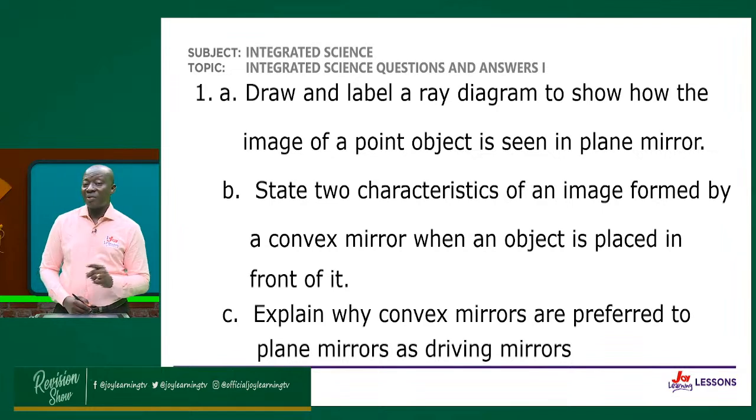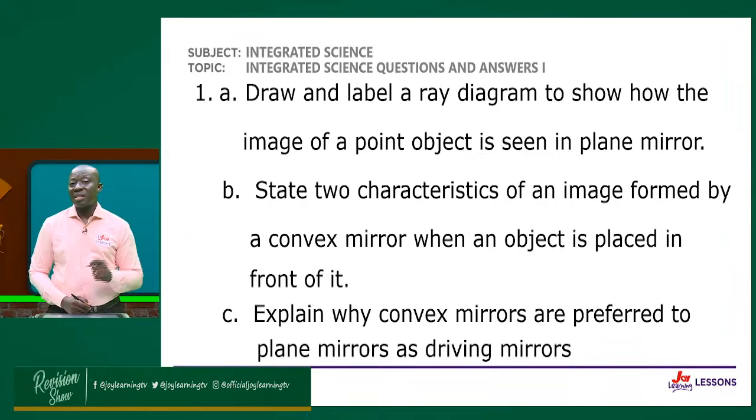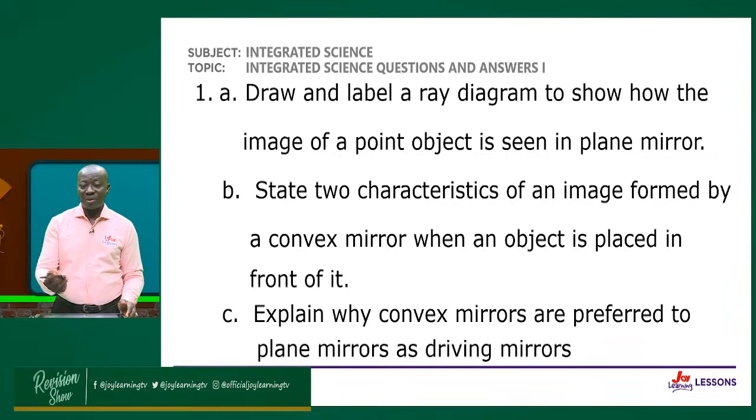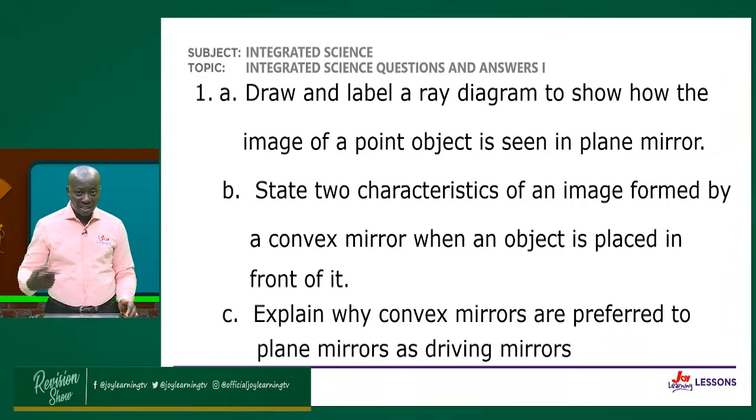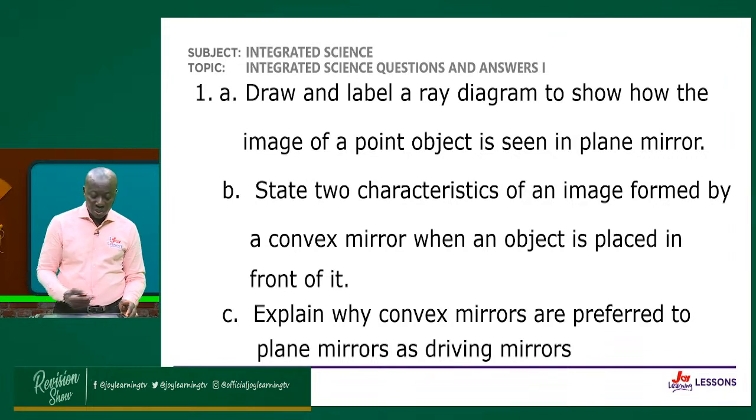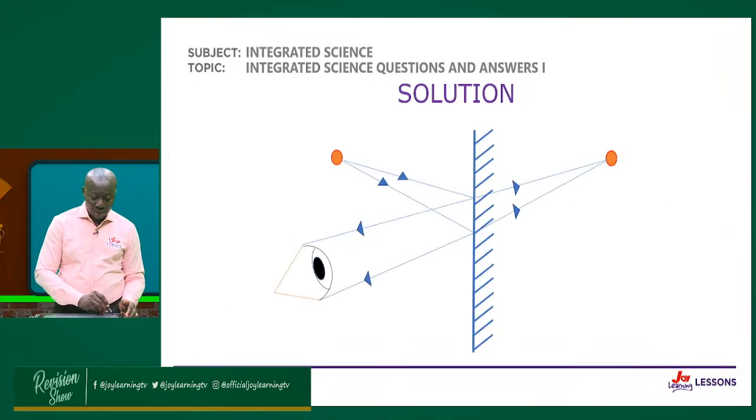Remember, in the case of the plane mirror, the image is virtual. The image distance is also equal to the object distance, but the image is laterally inverted. It means that the right hand side of the object will be the left hand side of the image, just like how you see me on your screen. But this question is on convex mirrors, not plane mirrors. So let's look at the answer to this beautiful question.